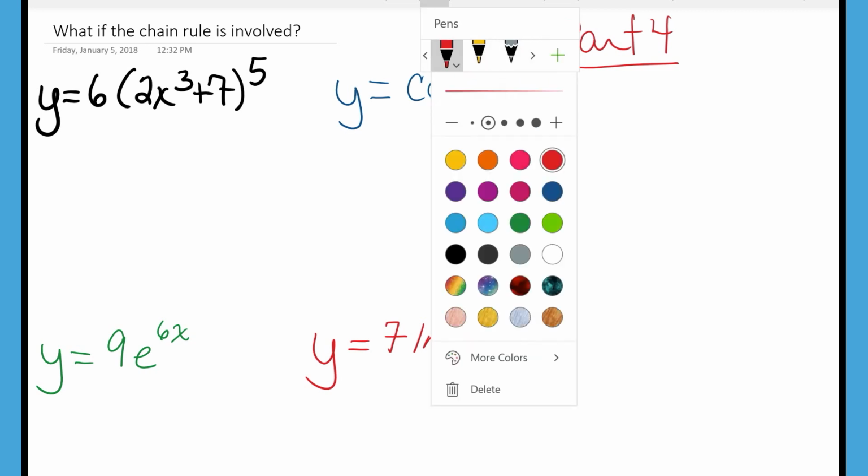Let me get a fun pen here. I want a fun color. I feel purple today. There you go.